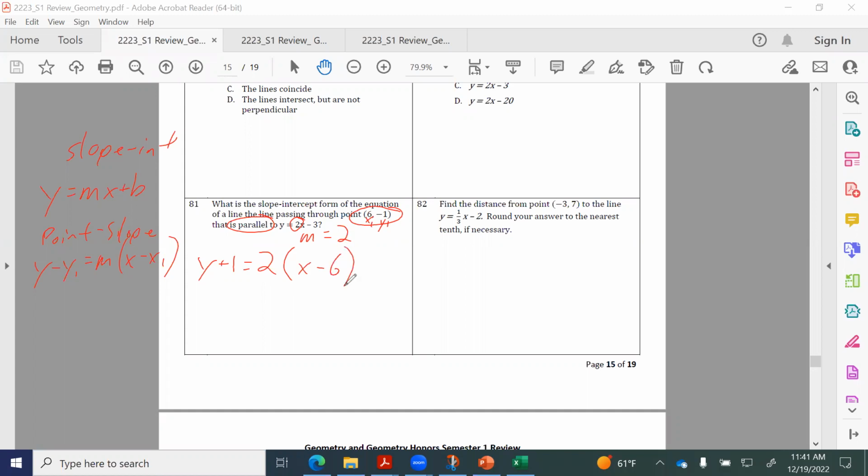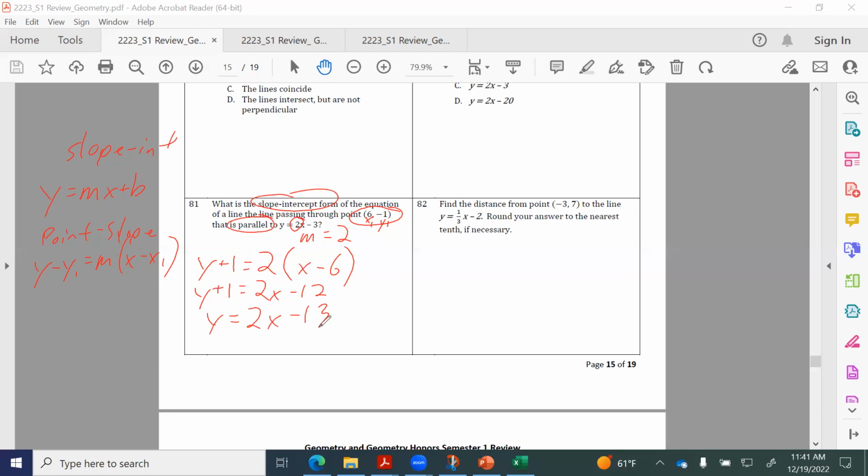Now, they said they want it in slope-intercept form. So I was able to plug into this format, and now I have to change it. Solve for y. The first thing we're going to do is distribute the 2 to both parts. So that's 2x minus 12. And finally, bring the 1 over by subtracting it. We have y equals 2x minus 13.